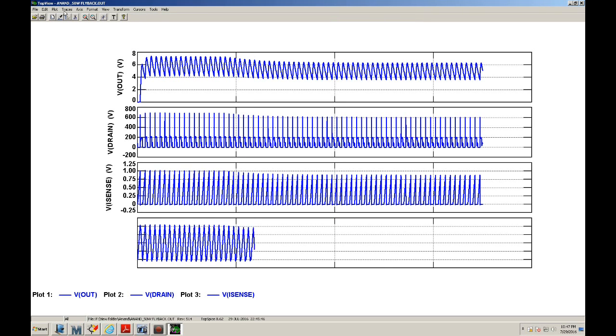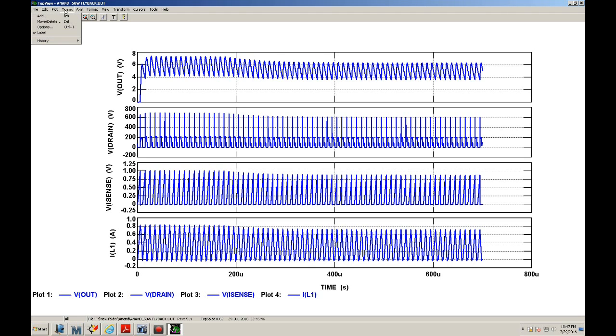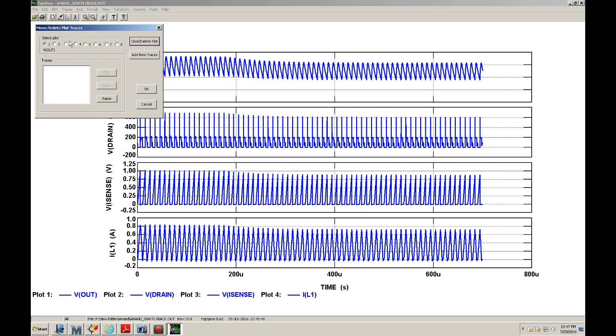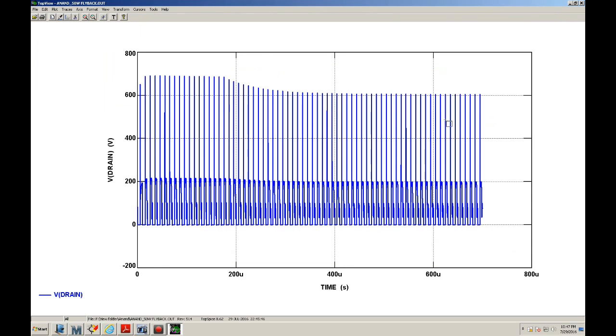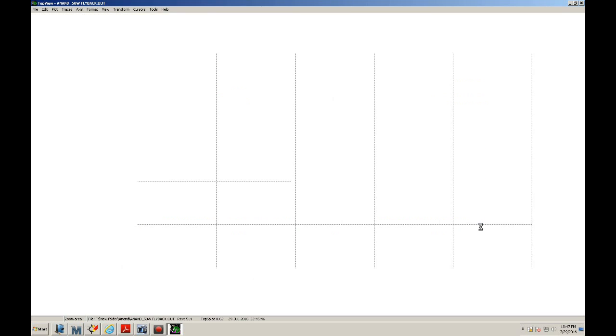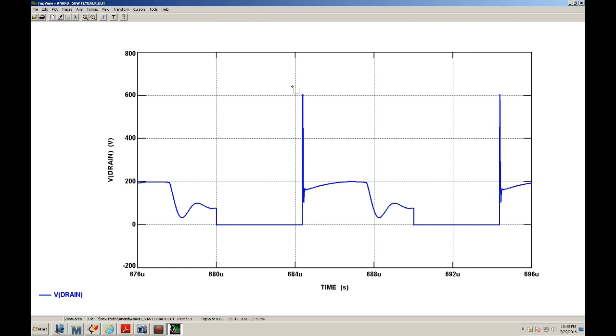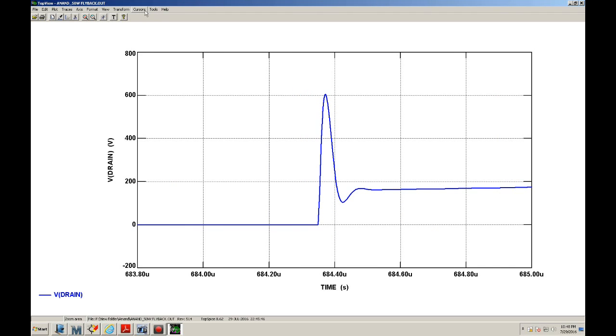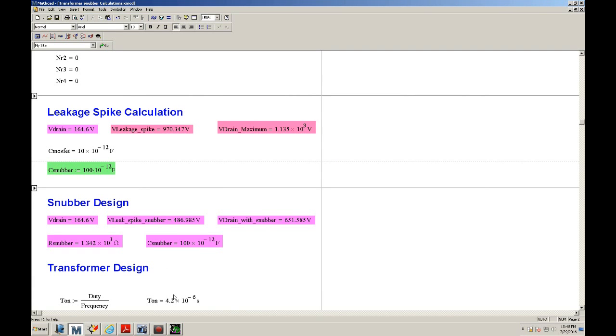Okay. So now let's go ahead and delete the first, third. Okay. And let's zoom in here. And if you notice, you don't have that ringing anymore. So now you have approximately 605 volts. Okay. And this predicted 651 volts. Okay. Now let's backtrack a little bit.